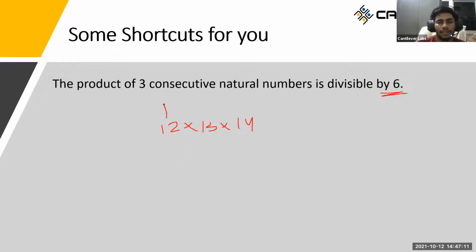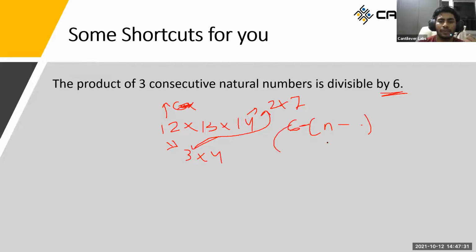So we'll see. 12 is a multiple of 6, but it can be represented as 3 multiplied by 4. And here 14 is 2 multiplied by 7. So if we multiply 2 with 3, we'll get 6. Anything other than that is just something multiplied by 6, so the whole thing would be divisible by 6.